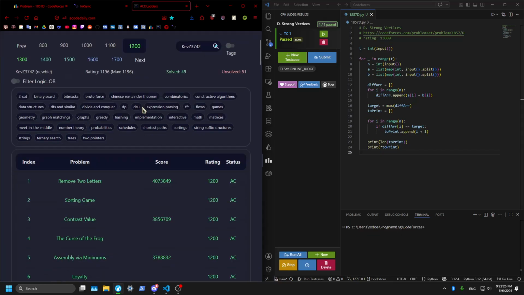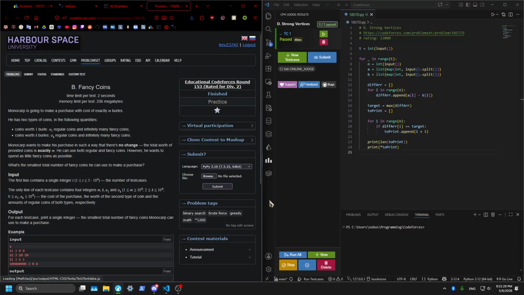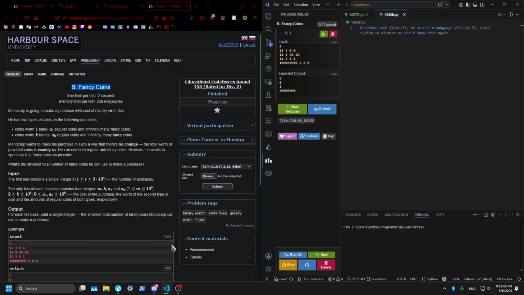Let's do a 1200. Fancy coins. Did I make this one a problem of the day? Because I've definitely missed a few problem of the days, but no. Okay, let's do it. Rating 1200. Binary search.